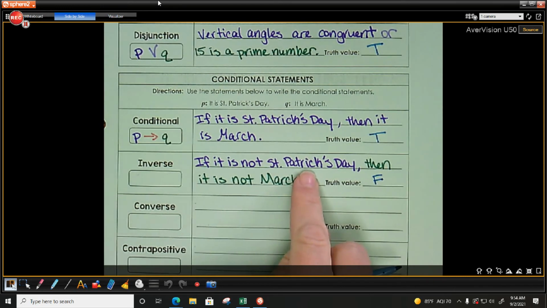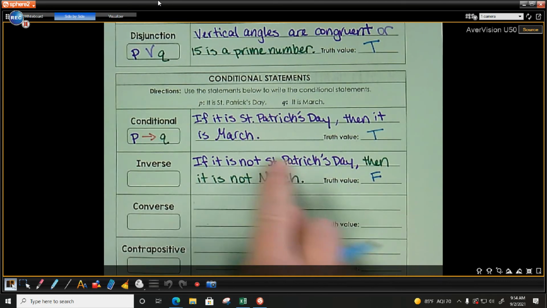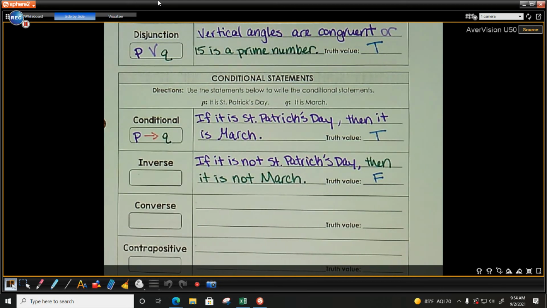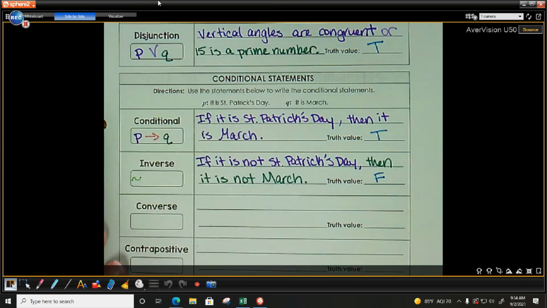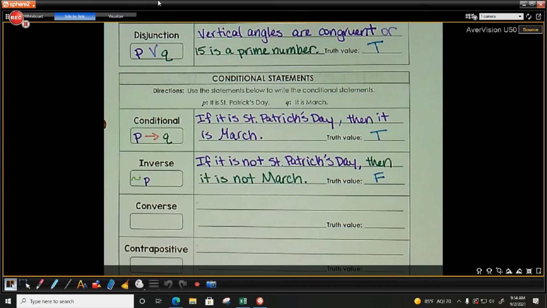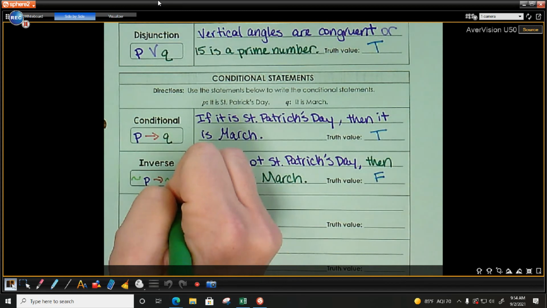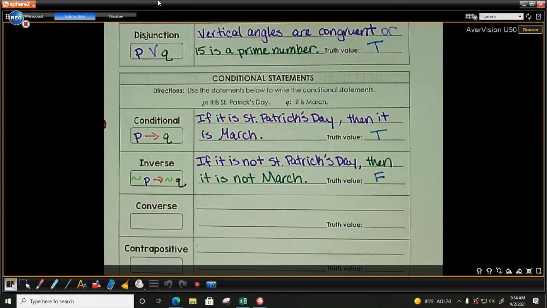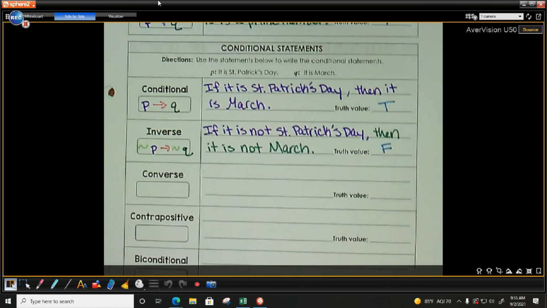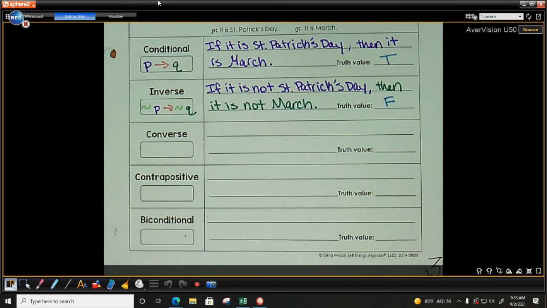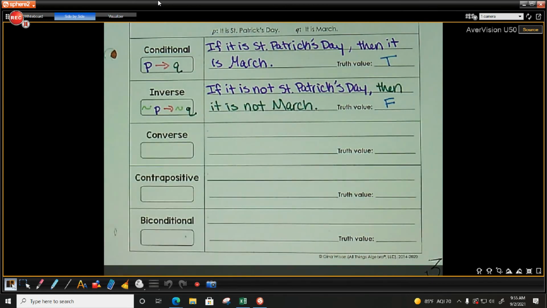So you can be not St. Patrick's Day, but still be in the month of March. So the way we write this: not P implies not Q. So your conditional is the first implies the second. Your inverse is not the first implies not the second. Now we're going to do the converse. The converse is the opposite of the conditional. So instead of P implies Q, it's going to be Q implies P.